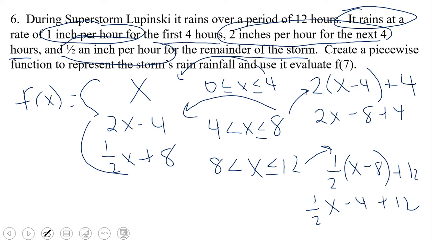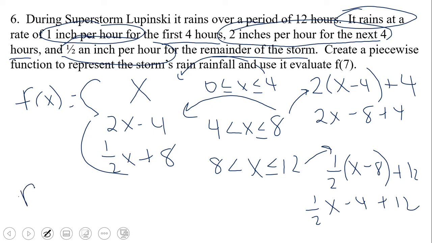Now, again, you need to break it up as such because you want to be able to just plug in a single number, 9, and tell me exactly how many inches of rain there is. Yes, you could make a table and write out each hour, but the whole point here is that we want one-stop shopping. Finally, the last thing they wanted was to use it to evaluate f of 7.